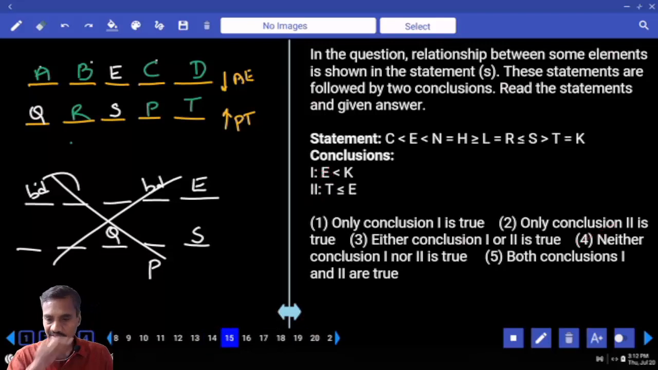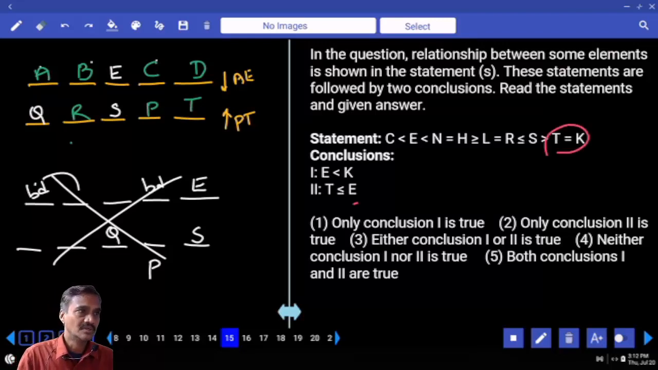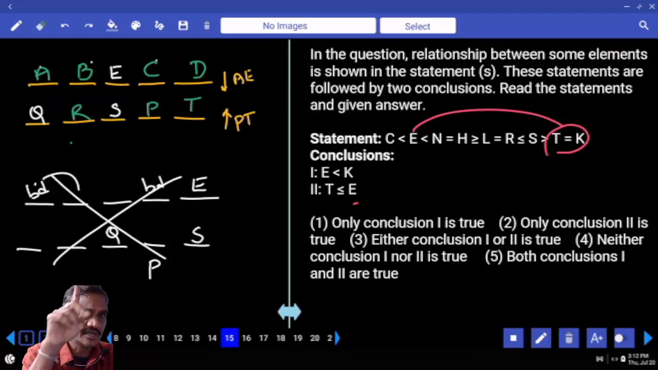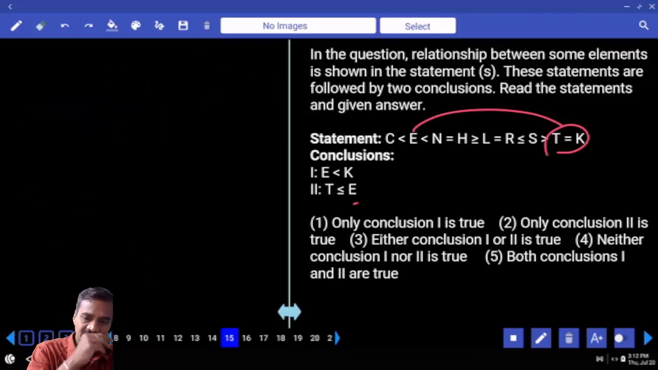Then 15. E and K. Here also E is given. Then we need to discuss T and K. Now in this T and K, are T and K one and the same or not? Yes, these two are one and the same. Now in between E and K, we have the opposite symbol. Opposite symbol means, now in the place of E lesser than K, T equals to K. Now I am writing it as K.